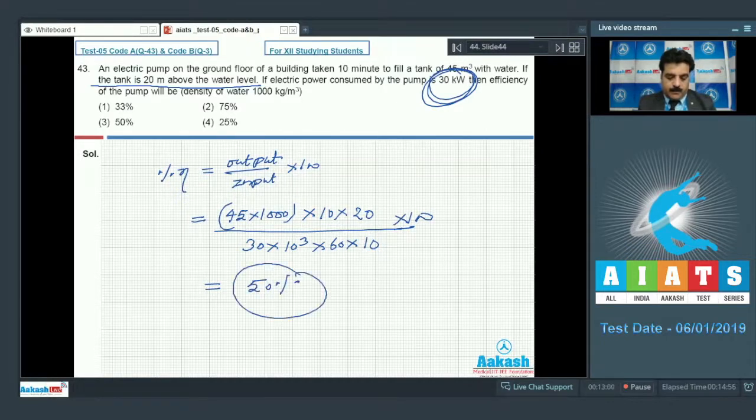So in this type of question, you can use the formula output to the input for the efficiency. So you will get 50%. So my option number third will be the right choice. Let's move on to question number 44.